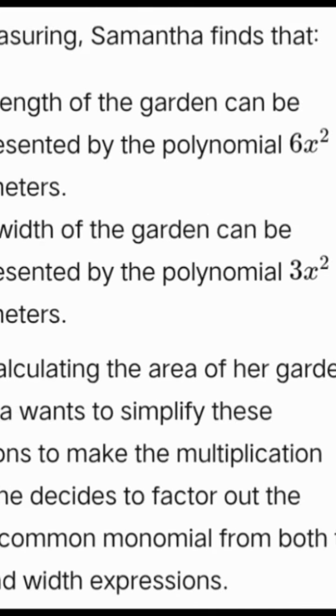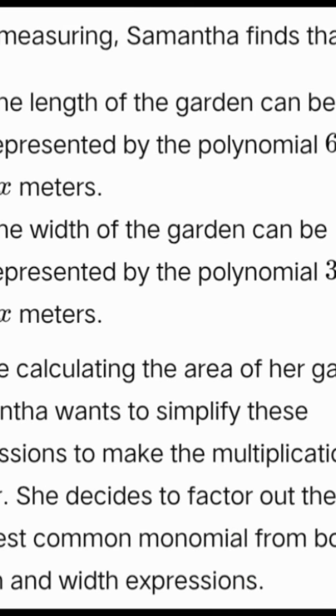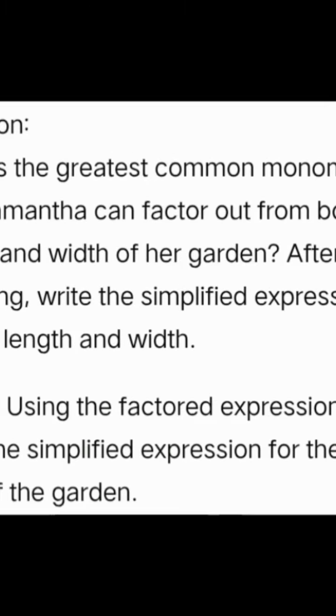the plants. After measuring, Samantha finds that the length of the garden can be represented by the polynomial 6x squared plus 9x meters. The width of the garden can be represented by the polynomial 3x squared plus 6x meters. Before calculating the area of her garden, Samantha wants to simplify these expressions to make the multiplication easier. She decides to factor out the greatest common monomial from both the length and width expressions.